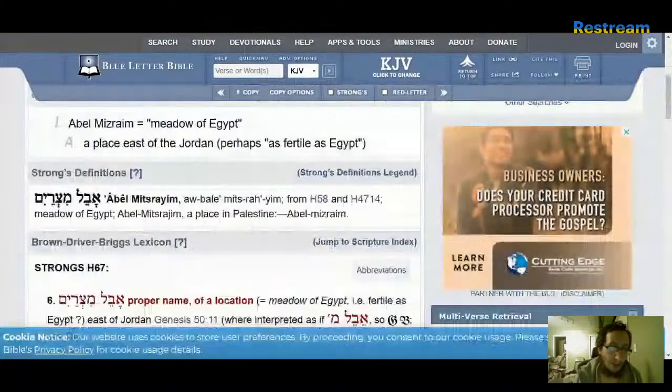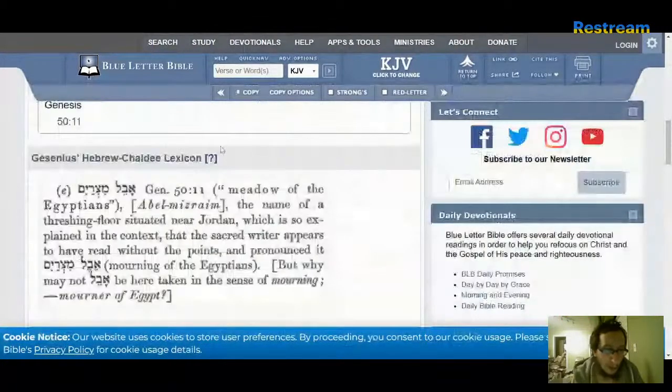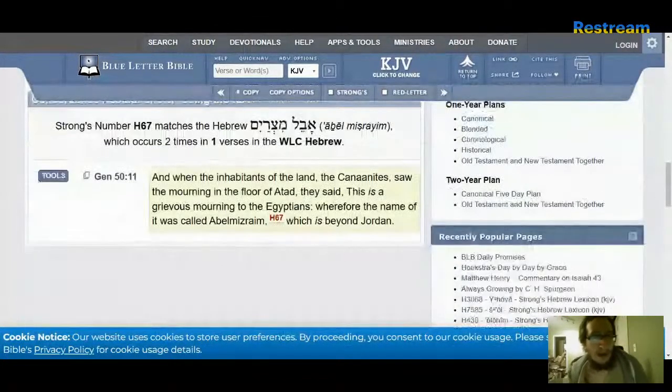The meadow of Egypt. The Bible incorrectly says, so here's what it says: "And when the inhabitants of the land, the Canaanites, saw the mourning in the floor of Atad, they said, 'This is a grievous mourning to the Egyptians.' Wherefore the name of it was called Abel Mitzrayim, which is beyond the Jordan."